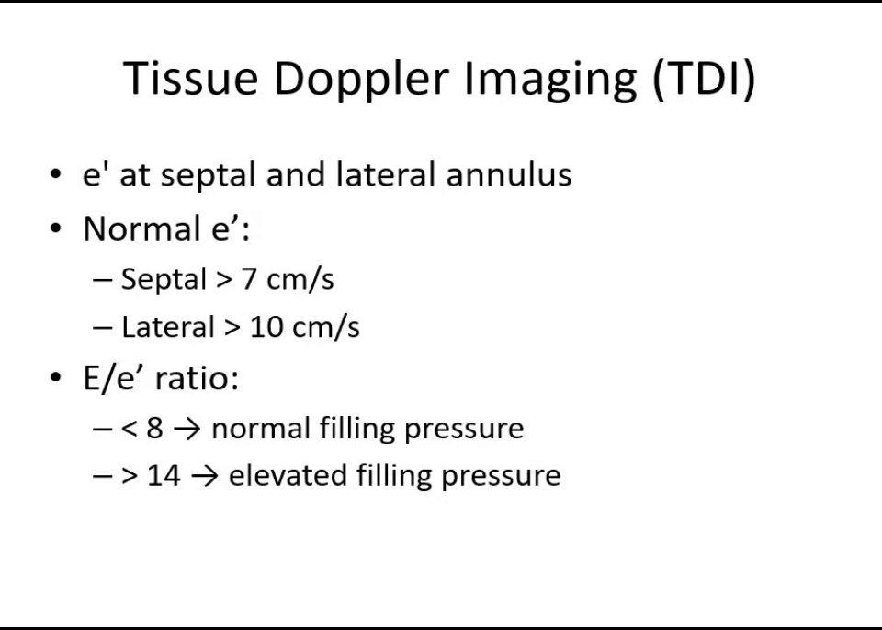Then we calculate the E/E' ratio. If it comes out to be less than 8, there's normal filling pressures, and if it comes out to be greater than 14, then there's elevated filling pressures. This is crucial in patients with preserved EF but suspected diastolic dysfunction.